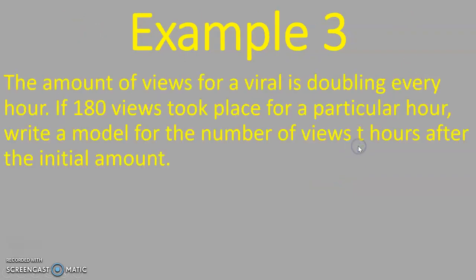A third example, sometimes it's not a percentage. You're just told that it doubles or maybe triples, or you're cut by half or something. But here it says the amount of views for a viral video is doubling every hour. If 180 views took place for a particular hour, write a model for the number of views t hours after the initial amount. So I point this out.